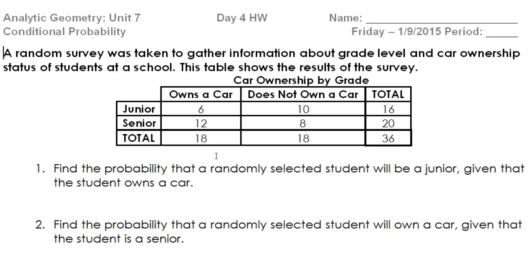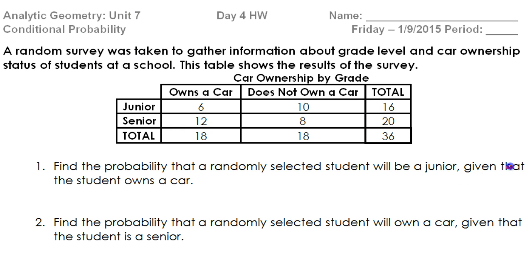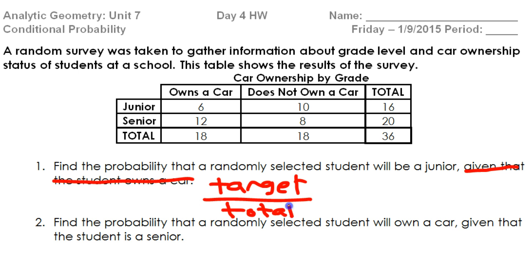Now, find the probability that a randomly selected student will be a junior given that the student owns a car. Now look, if they had not said that last piece of information, that additional piece of information, let me cross this out for a second. If they had just said find the probability that a randomly chosen student will be a junior, well, the way we do probability in general is target over total. Target over total.